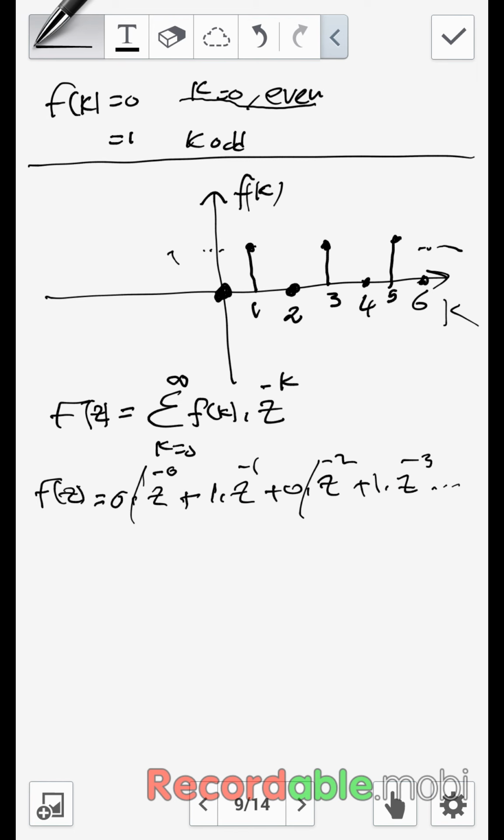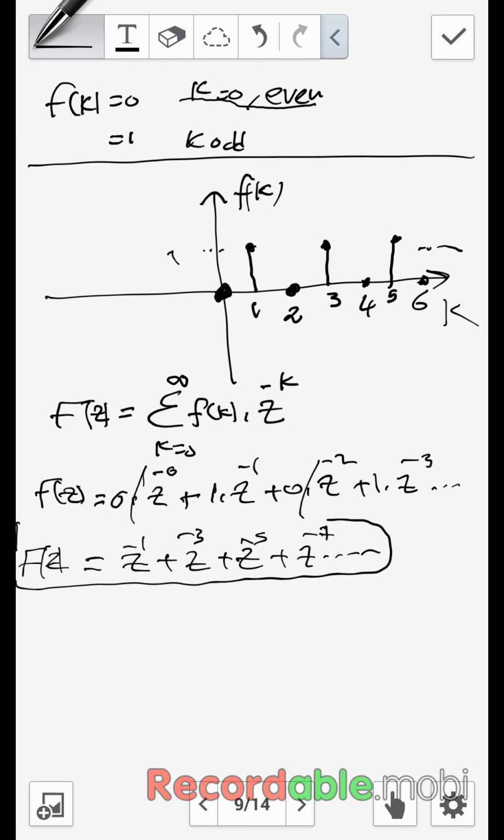So we are left with F of z equal to z to the power of minus 1 plus z to the power of minus 3 plus z to the power of minus 5 plus z to the power of minus 7. So you could note here, it's an infinite series, and k will be odd here. You can leave this as an infinite series. This solution will be acceptable. But if for some reason you need a closed form for F of z, how can you make this?